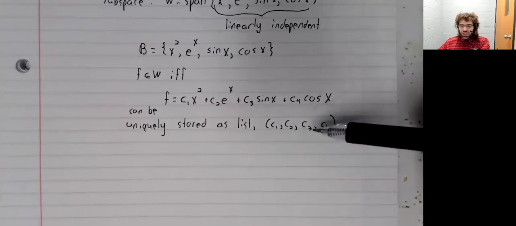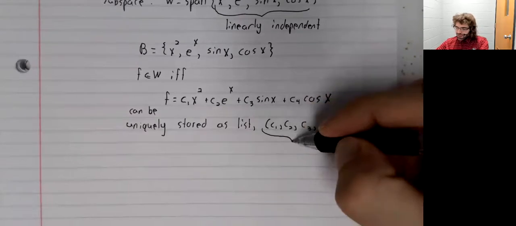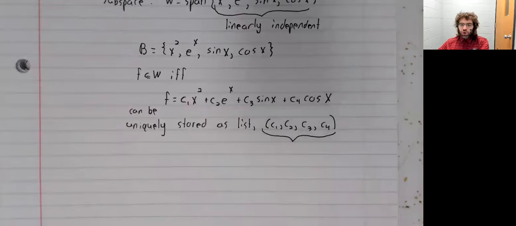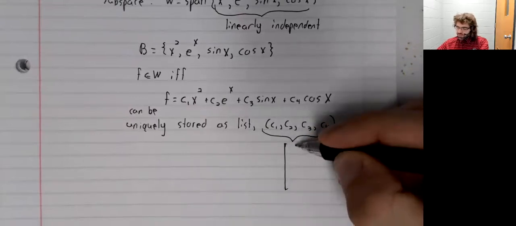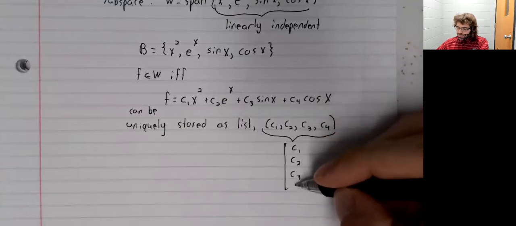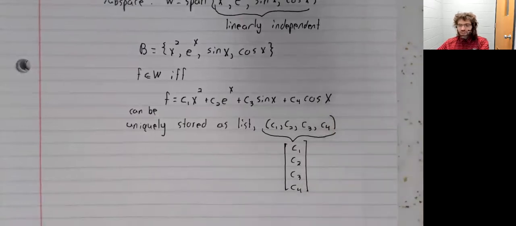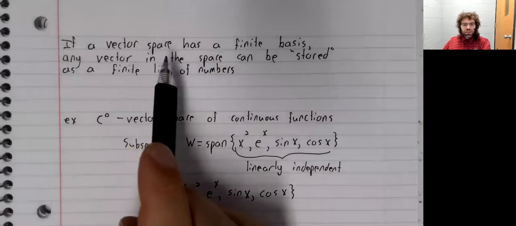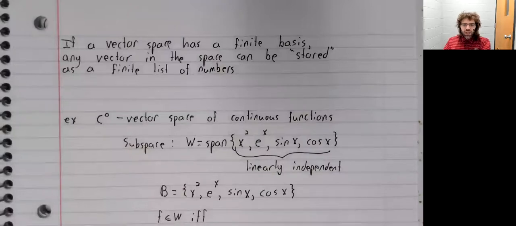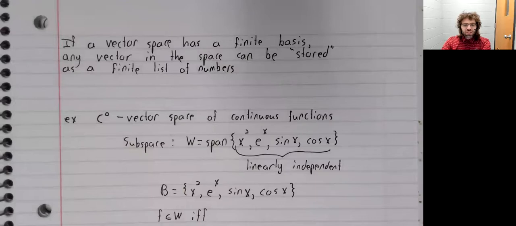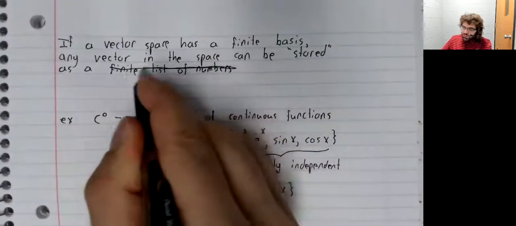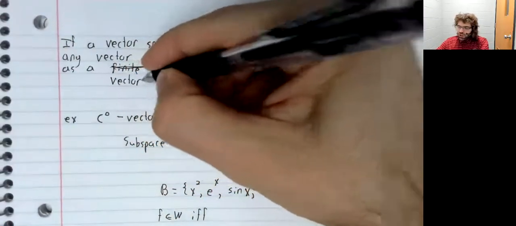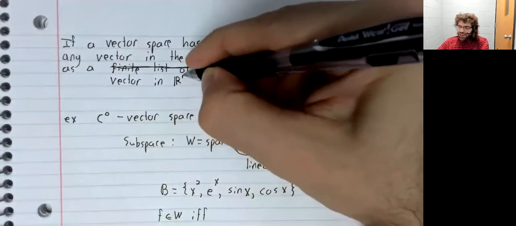And thinking back to section 1.3, if we have a list of four real numbers, we could think of that as a vector in R4. So let's go back to this statement and modify it slightly. If a vector space has a finite basis, then any vector in the space can be stored as a vector in Rn.